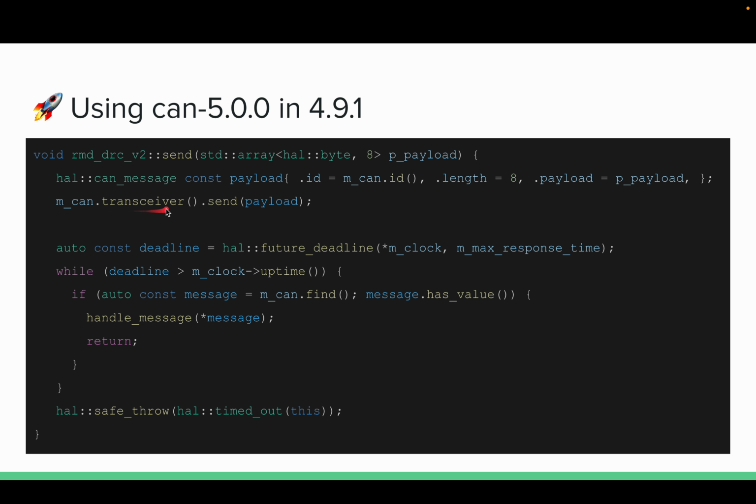We're going to use mcan transceiver.send. So this gives us access to the transceiver. We can then call the send function on that transceiver, pass it the payload, and it sends it out.